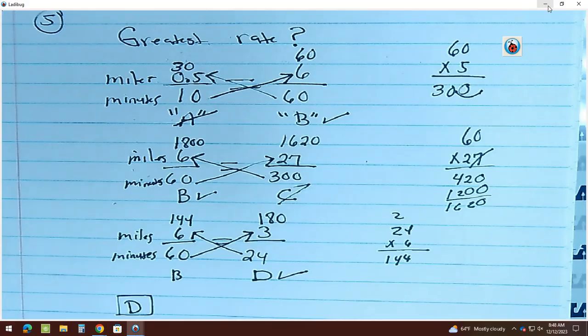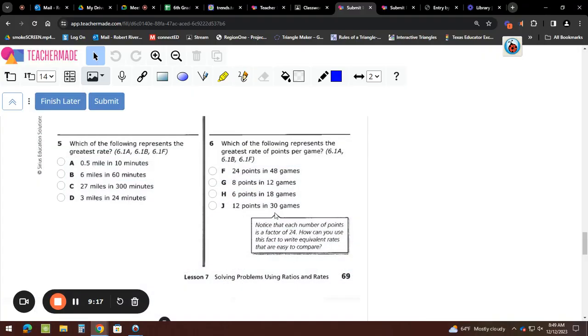Questions with number 5. The way I did number 5, you're going to go home tonight and do number 6. Number 6 says, which of the following represents the greatest rate of points per game? So I'm going to do the same thing. Who's going to be on the top? Points. On the bottom? Games. I'm going to compare F against G. Cross multiply from the bottom to the top and check who wins. The winner continues to the next round and so on. That's the easiest way that I can think of teaching when they want the greatest rate.